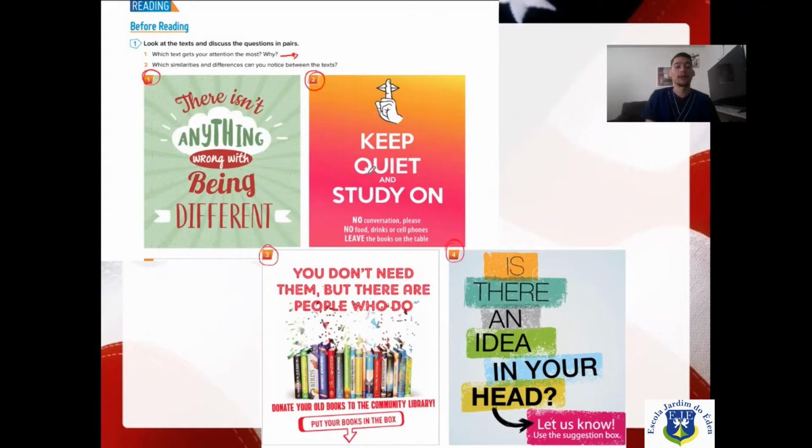So we have, there isn't anything wrong with being different, okay? Keep quiet and study on. No conversation, please, no food, drinks, or cell phones. Leave the books on the table. You don't need them, but there are people who do. Donate your old books to the community library. Put your books in the box. Is there an idea in your head? Let us know. Use the suggestion box.